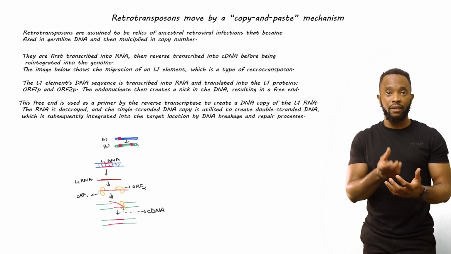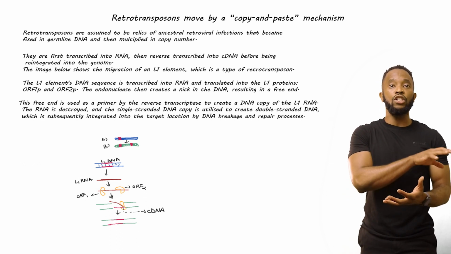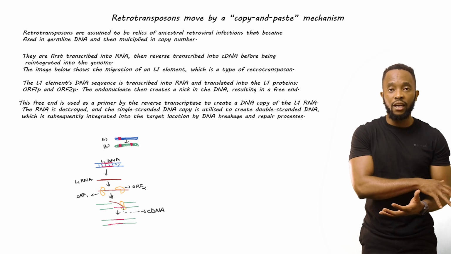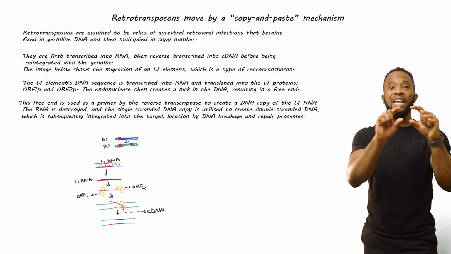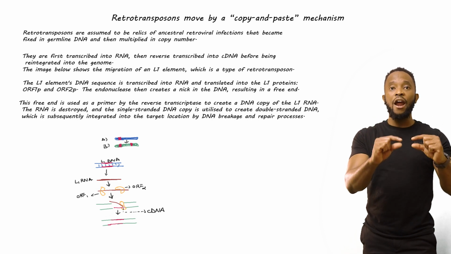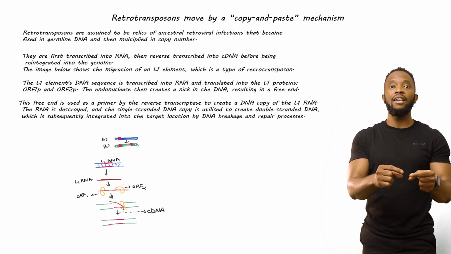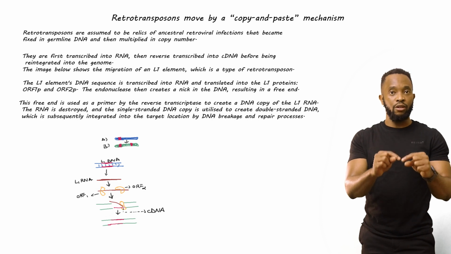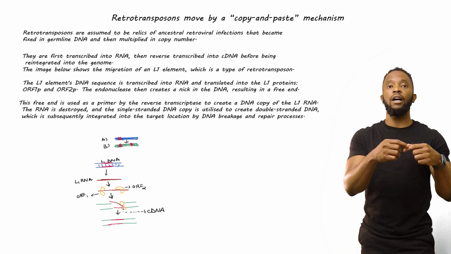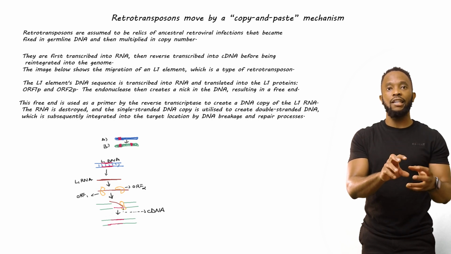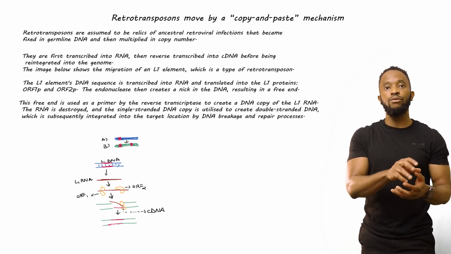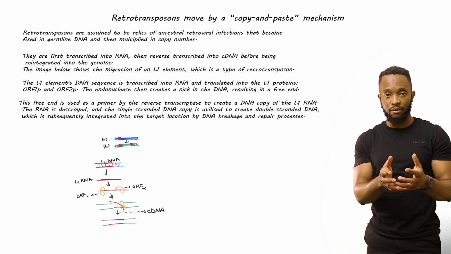With a copy and paste mechanism, if you look at the illustration that I've presented somewhere here in the note, we're moving from a double-stranded DNA to an RNA into a cDNA, then the cDNA would eventually make a complementary strand, which is going to become a double-stranded DNA. So that's how we move through this copy and paste mechanism.